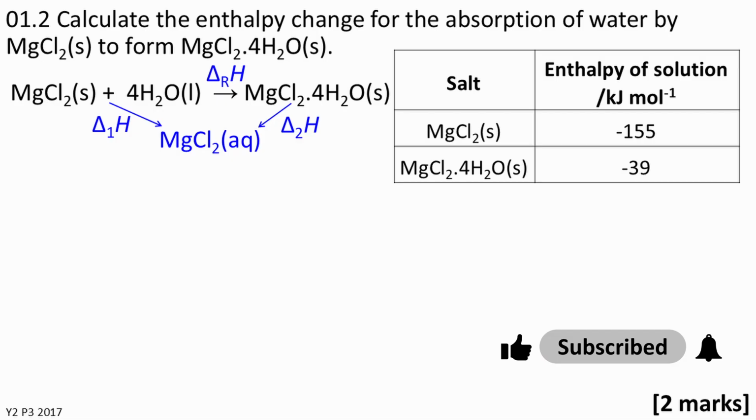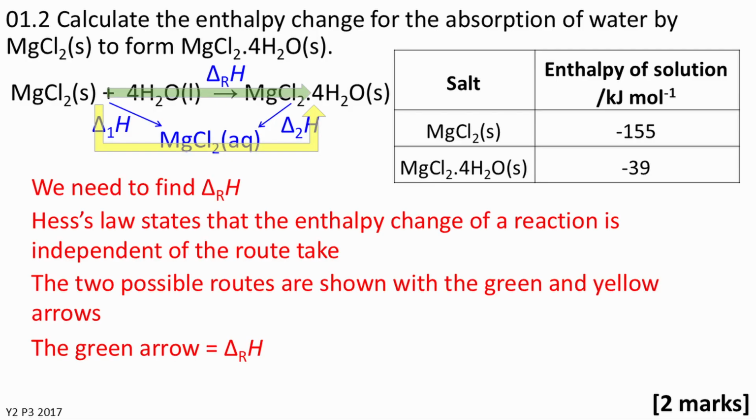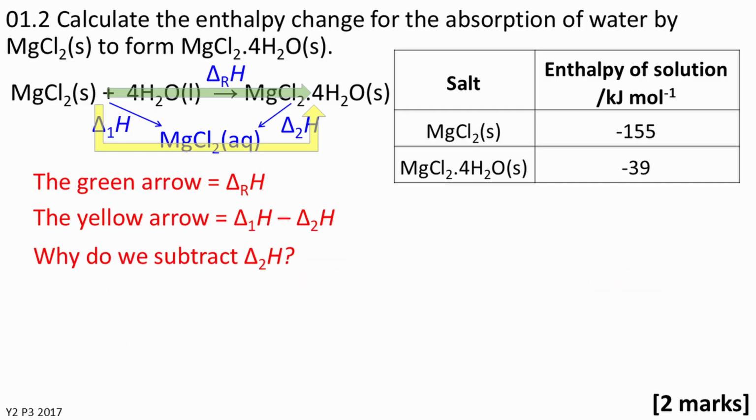It is a good idea to label each enthalpy change. This will ensure that the working out is clear. I have used delta RH, delta 1H and delta 2H. We need to find delta RH. Hess's law states that the enthalpy change of a reaction is independent of the route taken. The two possible routes are shown with the green and yellow arrows. The green arrow is equal to delta RH. The yellow arrow is equal to delta 1H minus delta 2H.